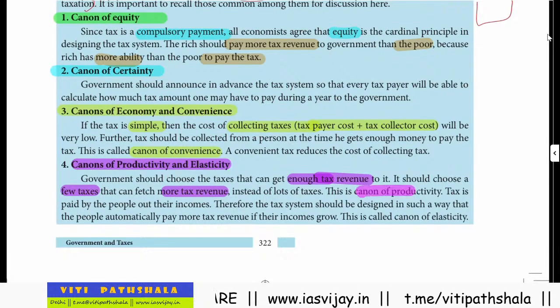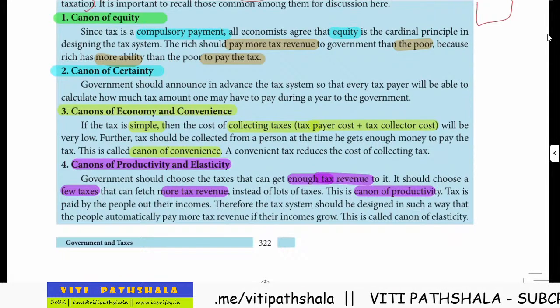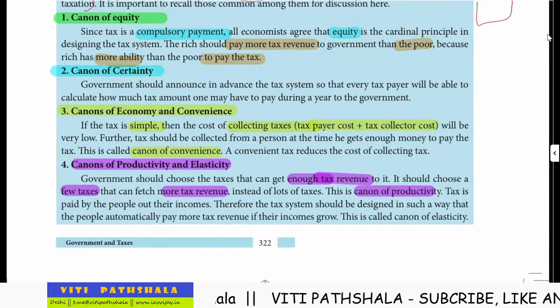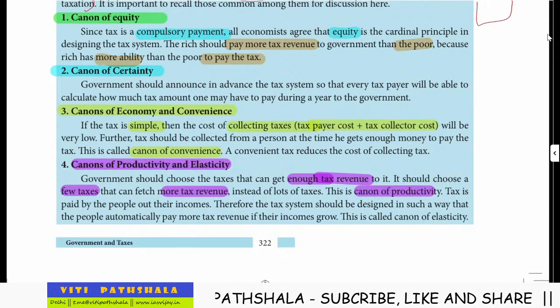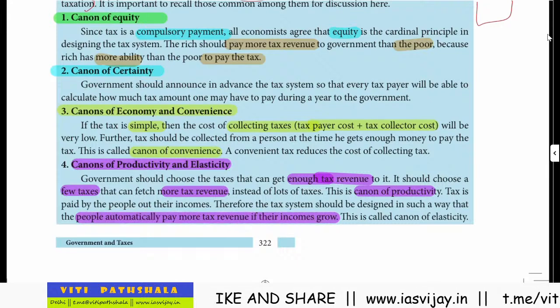This is the canon of productivity. Tax is paid by the people out of their incomes. Therefore, the tax system should be designed in such a way that the people automatically pay more tax revenue if their income grows.